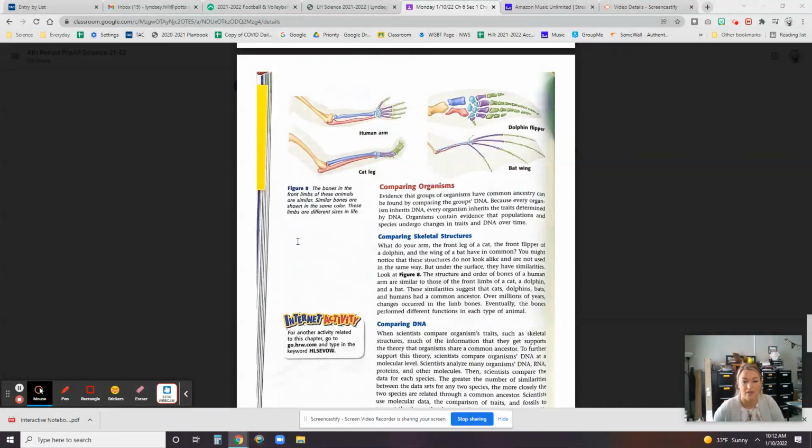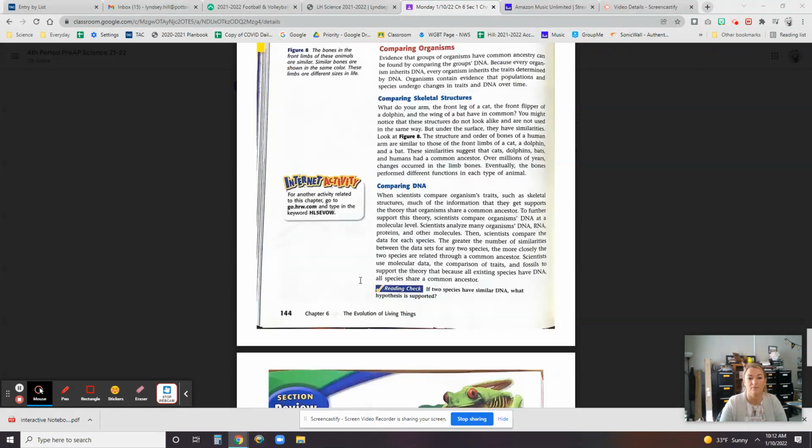Look at Figure 8. The structure and order of bones of a human arm are similar to those of the front limbs of a cat, a dolphin, and a bat. These similarities suggest that cats, dolphins, bats, and humans have a common ancestor. Over millions of years, changes occurred in the limb bones. Eventually, the bones performed different functions in each type of animal.